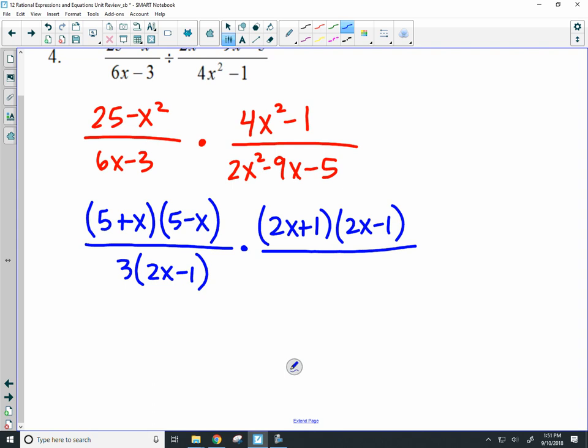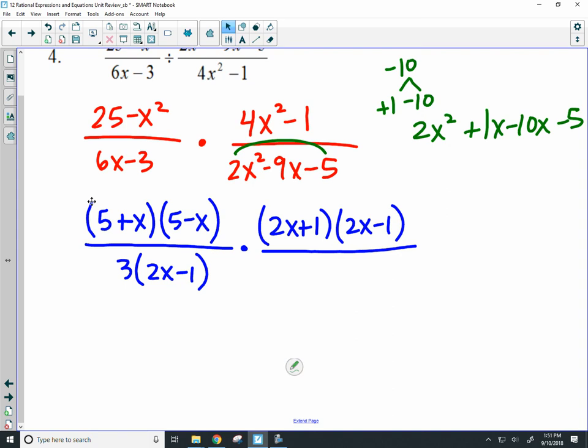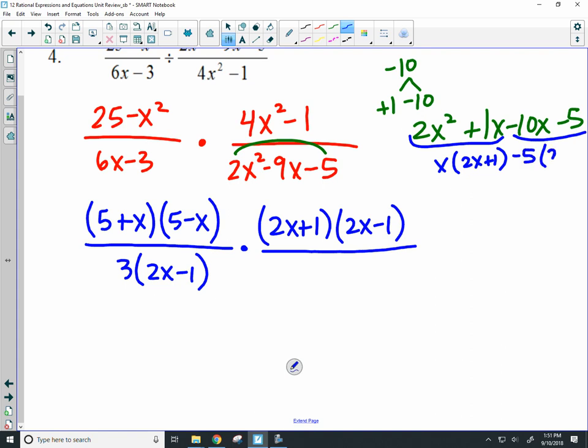And then the denominator, we're going to have to split the middle again. So we're looking for numbers that multiply to give us negative 10, that add to give us negative 9. So there's your pair. And then factor by grouping. We can take out an x, leaving us with 2x plus 1. Drop down the 5 and the negative, and we're left with 2x plus 1 there as well. So the denominator factors into x minus 5 and 2x plus 1.